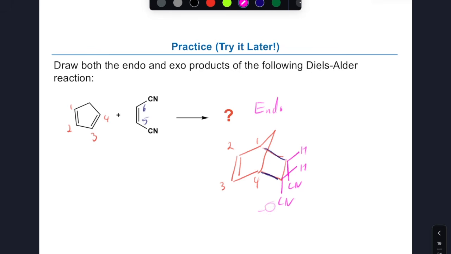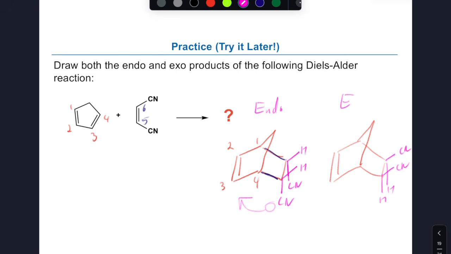The exo geometry would be similar, kind of looks like a house with our cap across the top. We have our 2 here and our 2 there. This would be CN, CN, H, and H. This is my exo geometry.